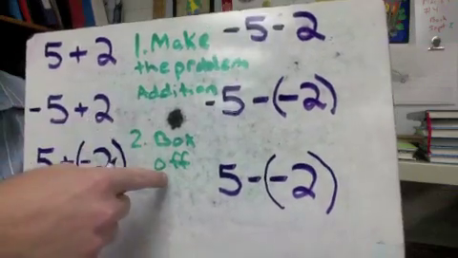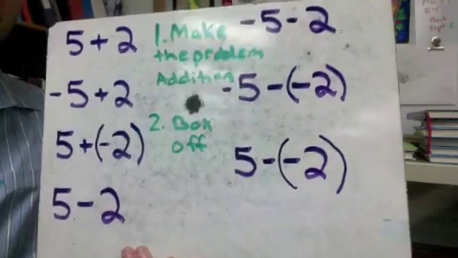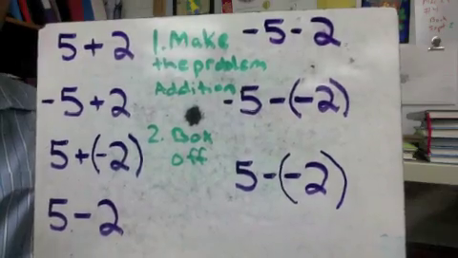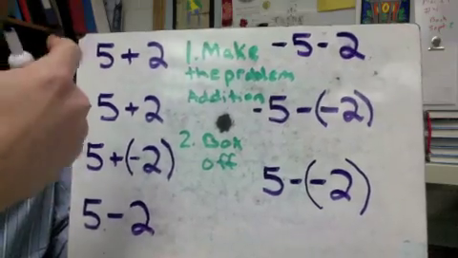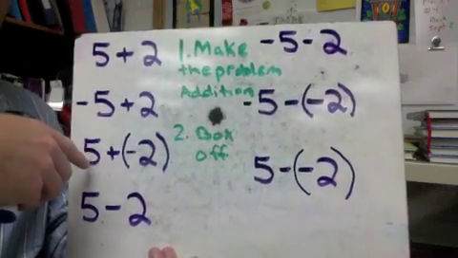Make the problem addition and then box off. And you'll figure out what that means in a second here. So we're not really even doing the problems right now. We're just setting up to make sure we can do them. Okay. Now let's just start simple. Everybody knows that 5 plus 2 is 7. That's not a big deal. But this method works the same with even the problems that you already know.